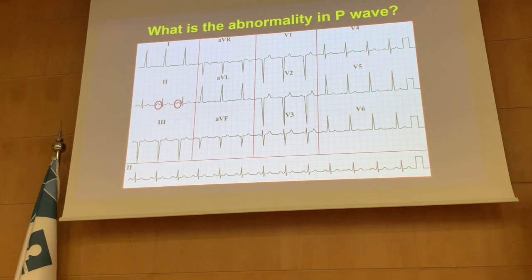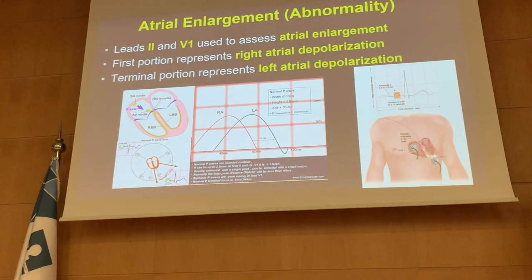So in atrial enlargement, you're going to see it in lead II. Why lead II? Because it is near to the right atrium. And V1, because it is near to the left atrium, and you're going to see both of them. In the ECG recording, the first portion will be the right atrium, and the second one will be the left atrium.